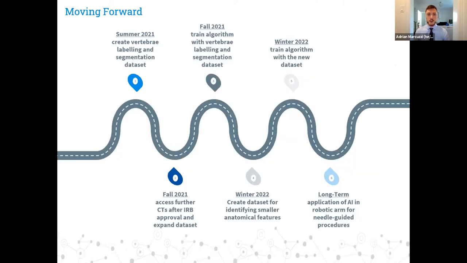So moving forward, our team will be training our neural network to label and identify vertebral levels on a spinal CT, then repeating this process again to train it to identify smaller anatomical features. And in the future, we're hoping to incorporate this neural network into a robotic arm being developed for needle-guided procedures. So that's about it. Thank you all for listening, and I'm happy to answer any questions later on.